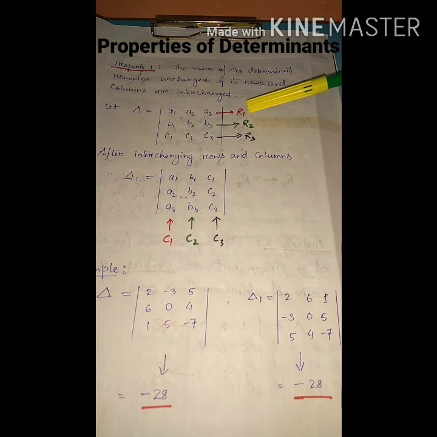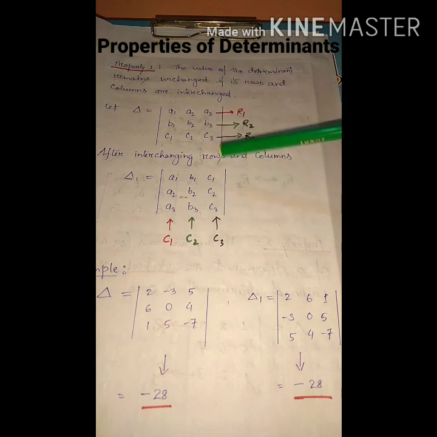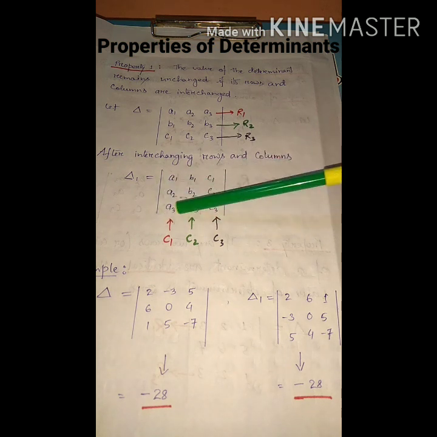Now if you interchange the rows and columns, this is the same as the matrix transpose. We transform the first row A1, A2, A3 and write it in column form. Similarly, the second row we write in the second column, and the third row in the third column. In this way, interchanging rows and columns, we get the next determinant.